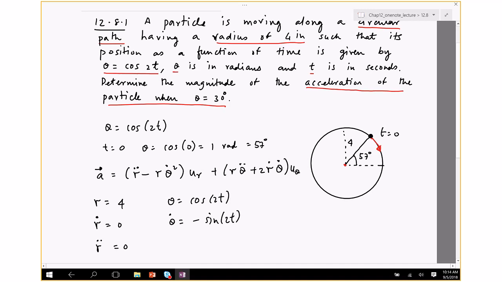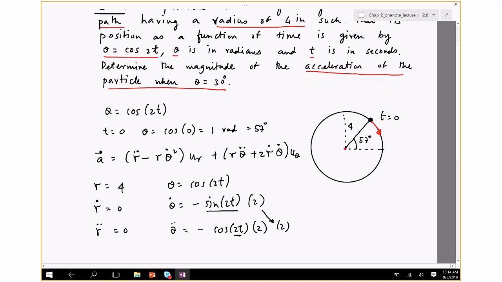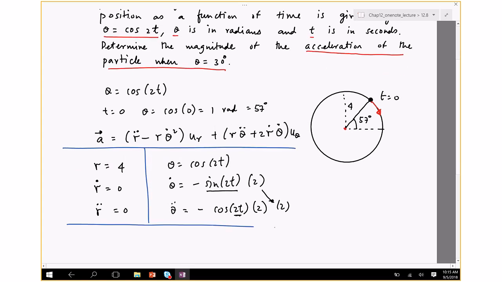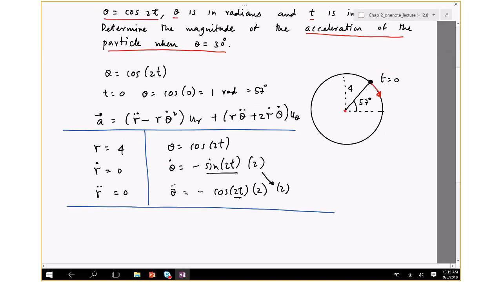That's the derivative of cosine, and then I need to take the derivative of the thing inside the bracket. So it's going to be the derivative of 2t with respect to time, which is going to be 2. And then theta double dot is going to be, again I need to take the derivative of sine 2t, that's cosine 2t. There is a 2 coming from the derivative of 2t, and then I need to carry over the 2, which I already found earlier. So those are the derivatives. Okay, so now I can plug them in the equation.